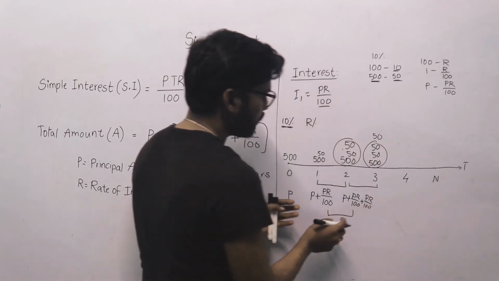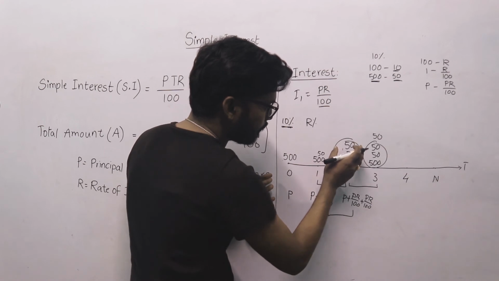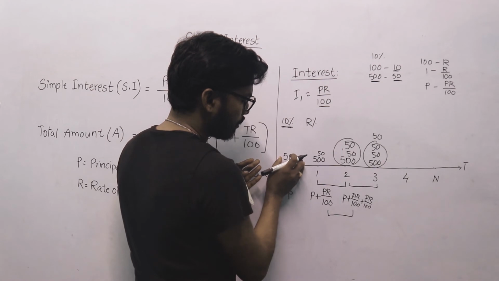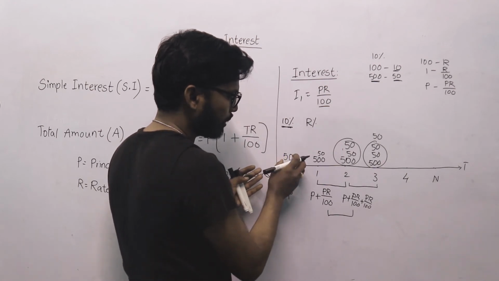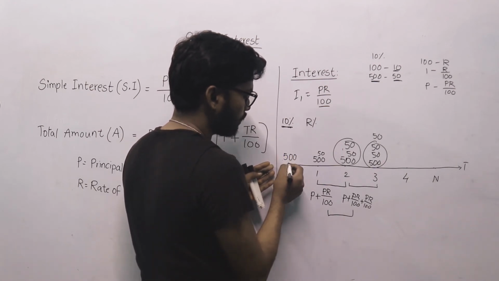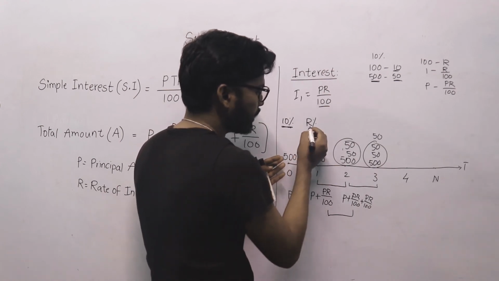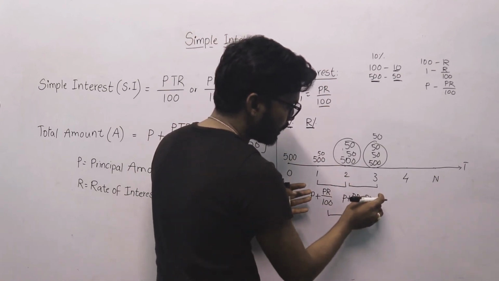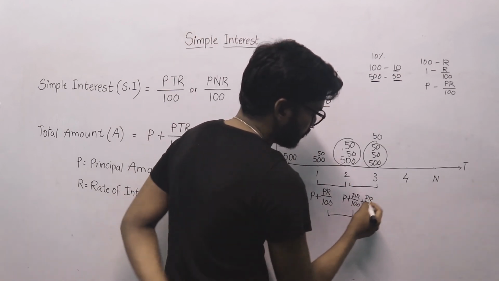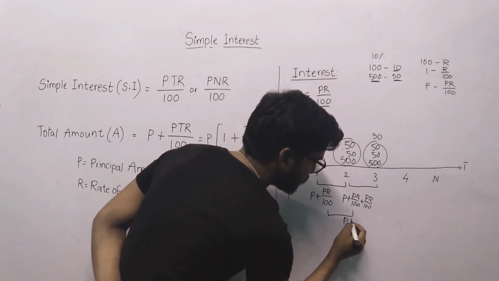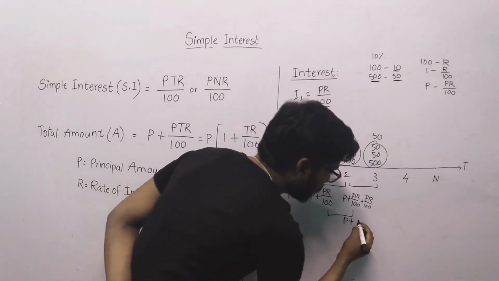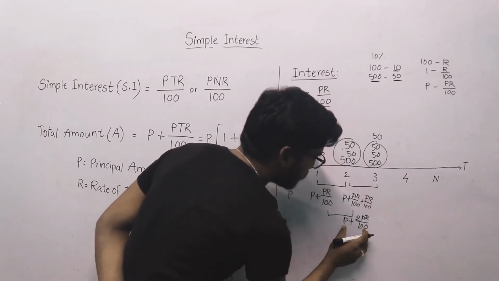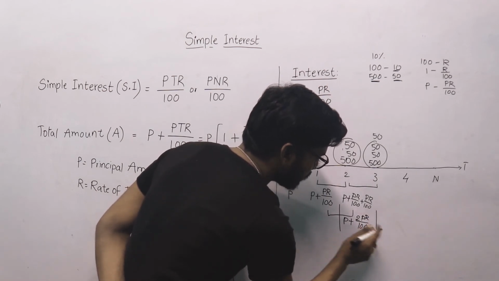How did I get this? Because we are not calculating on the previous amount. We are always calculating on the original amount, that is the principal amount. So if you calculate the interest on the principal amount, keeping the rate of interest R every time, then you always get PR by 100. So here you get P plus, is it visible? P plus 2PR by 100. This is the amount you have to pay at the end of the second year.